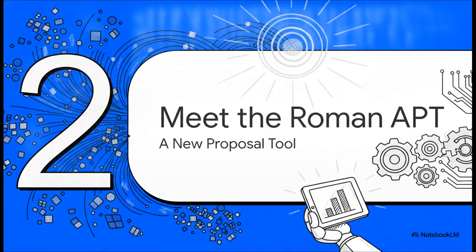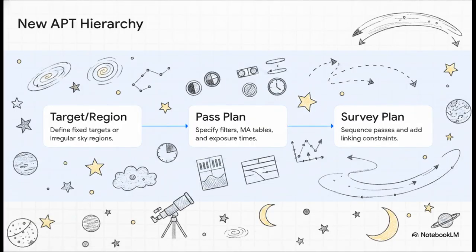Moving right along to Section 2, Meet the Roman APT. So the Astronomer's Proposal Tool, or APT, has been totally revamped for Roman to handle this new workflow. Think of it like learning a new grammar. You start at Step 1 by defining your target or region. Then, Step 2, you build your pass plans. And finally, Step 3, you sequence them into a survey plan. Because Roman is inherently a survey instrument, the tool is purpose-built to help you easily map huge areas of the sky or efficiently handle some really complex time domain observations.